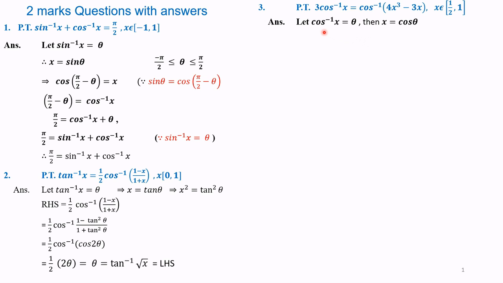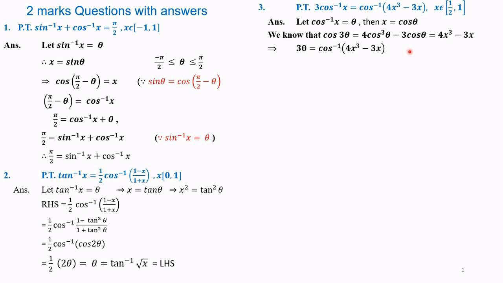Let cos inverse of x equals theta. Then x is equal to cos theta. We know cos 3 theta is equal to 4 cos cube theta minus 3 cos theta, that is equal to 4x cube minus 3x. Therefore, taking cos inverse, 3 theta is equal to cos inverse of 4x cube minus 3x.